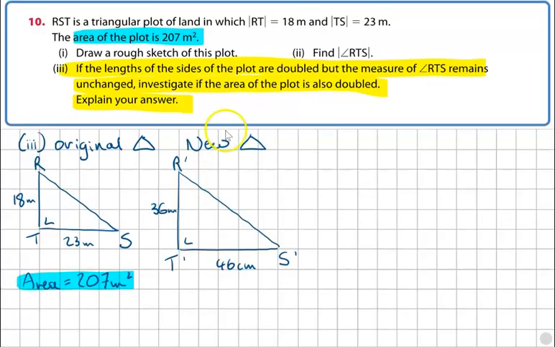The new triangle, I've labelled ORT'S'. So if the original side ORT was 18 meters, I'm going to double that, so multiply by 2 to get 36 meters. And if the original side TS was 23 meters, I'm going to double that, so multiply by 2 to get 46 meters.